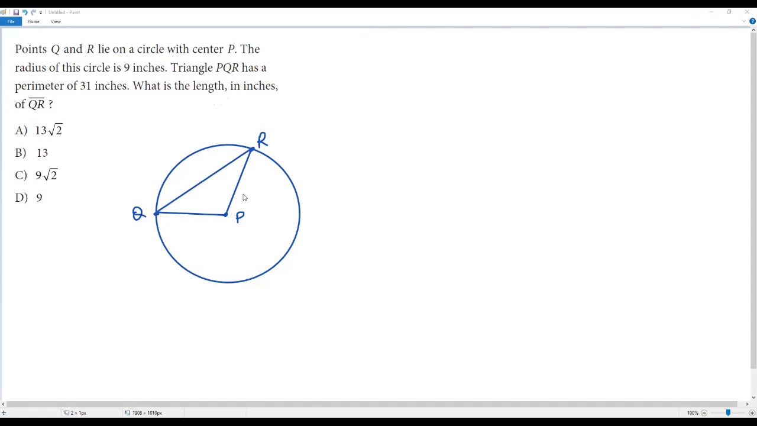We know that this PR is the radius and this PQ is also a radius. The radius of the circle is 9 inches. So the length of the line segment PR over here is 9 and here PQ is 9. Let's assume the length of QR as X.